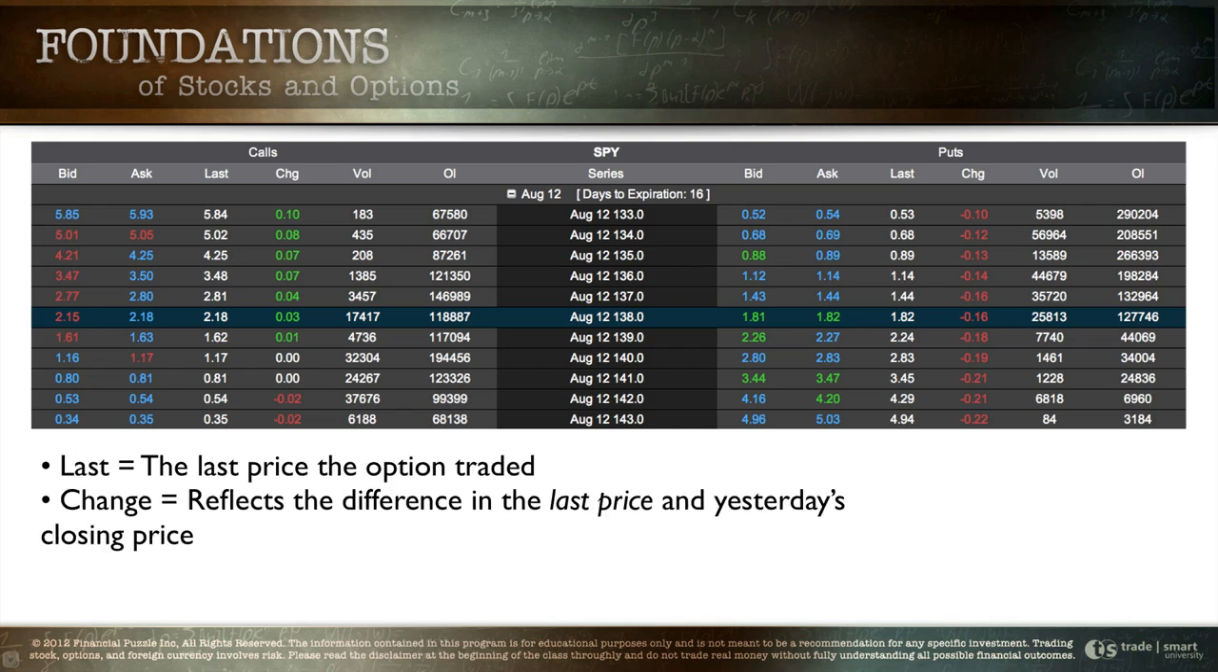Now let's talk about the last price. Moving from left to right, bid and the ask. Bid is the selling price, ask is the buying price. The last price is going to be the last price that the option traded. So let's take a look, just picking out some of these various options in here. Looking at the 138 call option, the bid is at 215, the ask is at 218, the last price was 218. So the last person to actually buy it had paid 218.